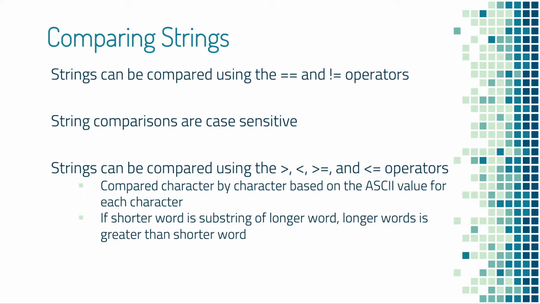Okay? We can also use the greater than, less than, greater than or equal to, and less than or equal to operators, again comparing the ASCII value of each of them. If the shorter word is a substring of the longer word, the longer word is greater than the shorter word. What this basically means, and I'll show you in an example in a second, is that depending on how you do greater than or less than, it'll show whether it's a substring of the first one, or which one comes first in alphabetical order.